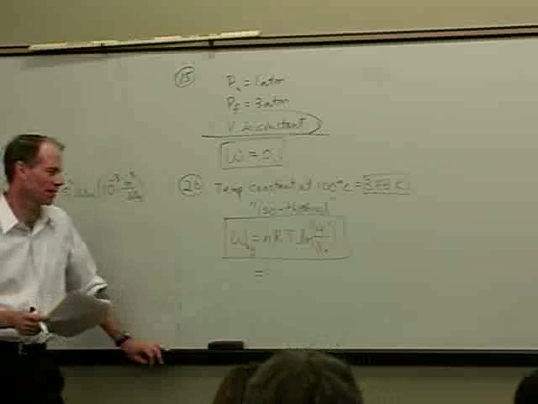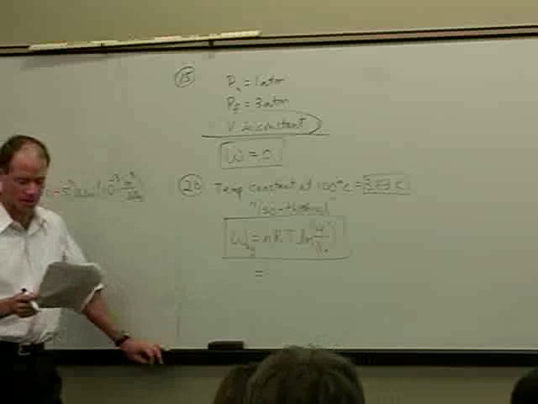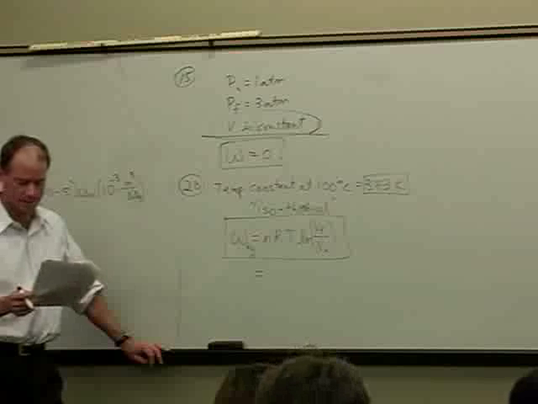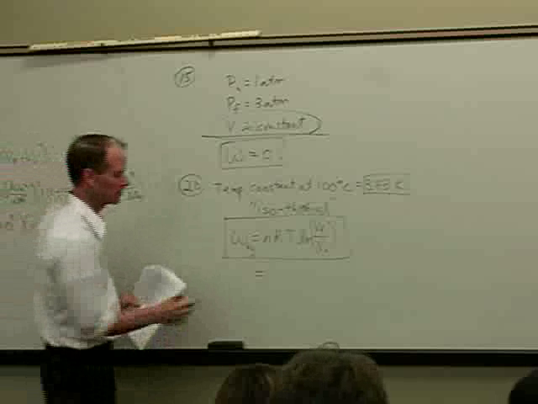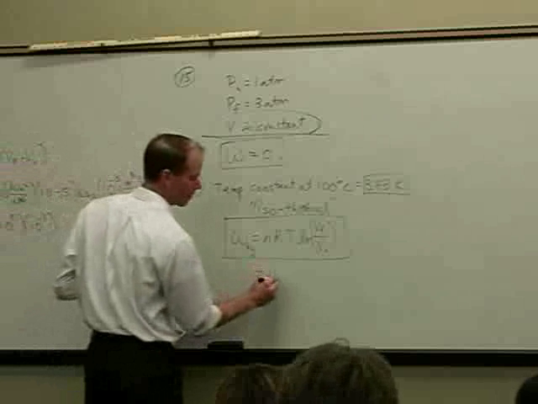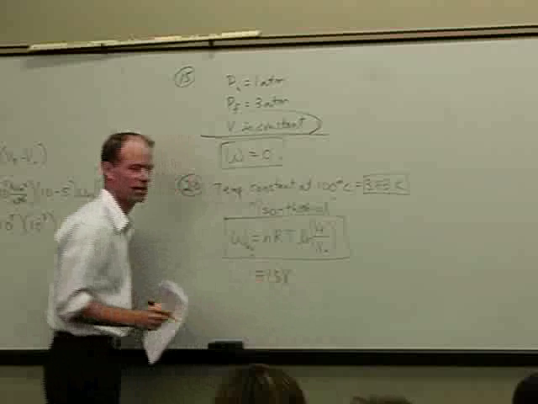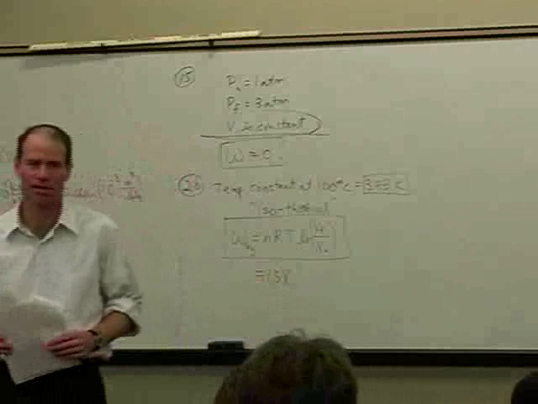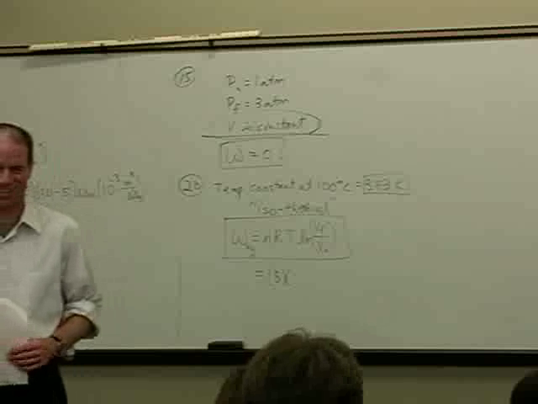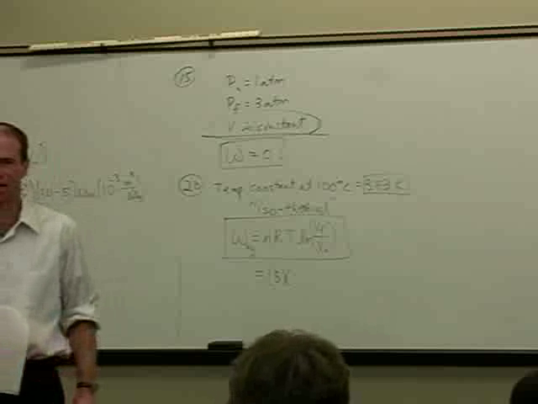What do I put in here? What in the problem does it tell us? Well, you know how many moles. All right, so what's n? 5. Okay, 5 moles. What R should I use? We have two choices: either the 8.31 or the 0.0821.